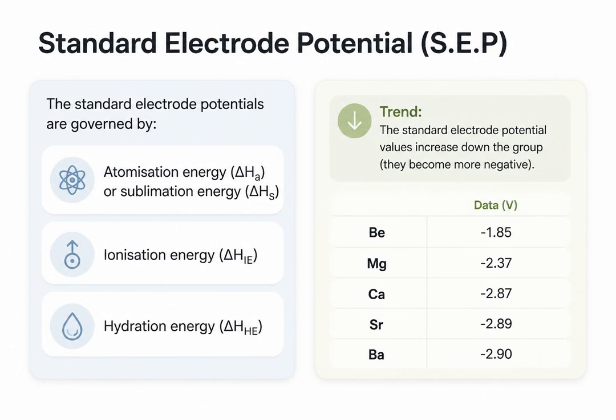Moving on to standard electrode potential, or SEP. This property is governed by three main energy changes: atomization energy, ionization energy, and hydration energy. The trend here is that the SEP values become increasingly negative as we move down the group, starting at negative 1.85 volts for beryllium and reaching negative 2.90 volts for barium.